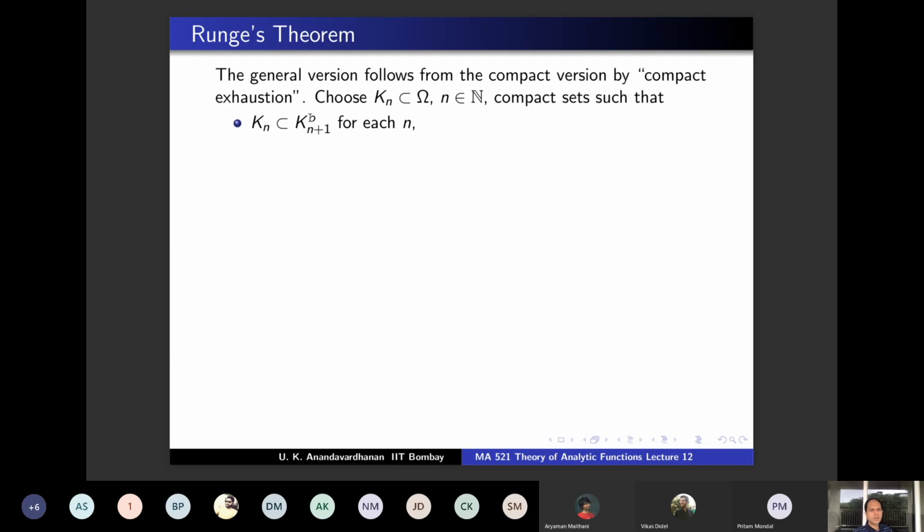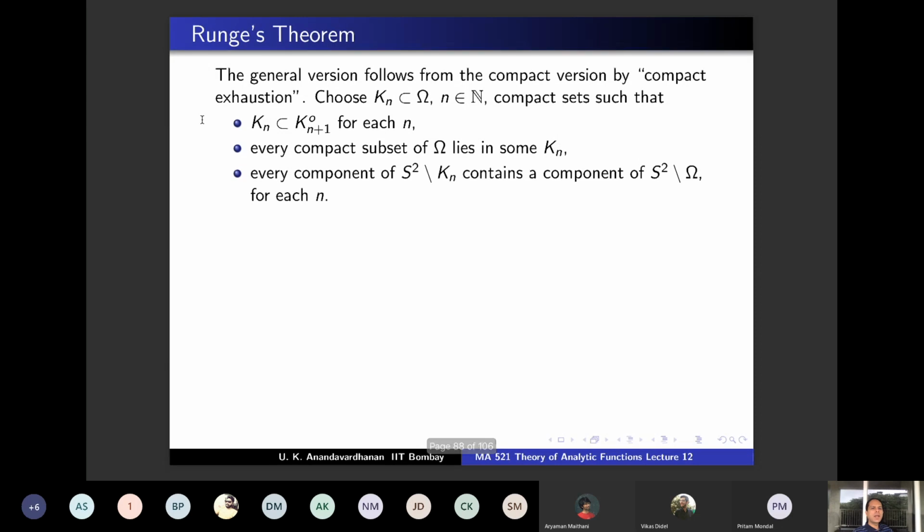What is the interior? The set of all interior points, the maximal open subset. Every compact subset of omega lies in some Kn. You can choose such Kn so that every compact subset lies in some Kn, and every component of S2 minus Kn contains a component of S2 minus omega, for each n. This property we are going to crucially use. All these three properties we will use.